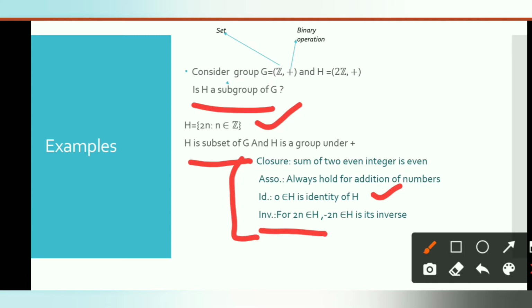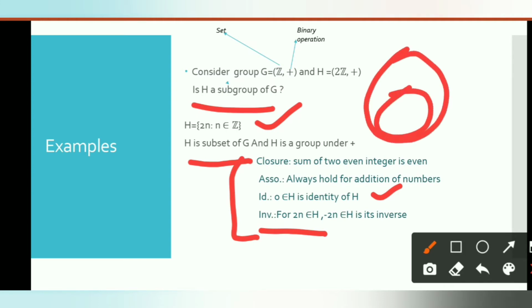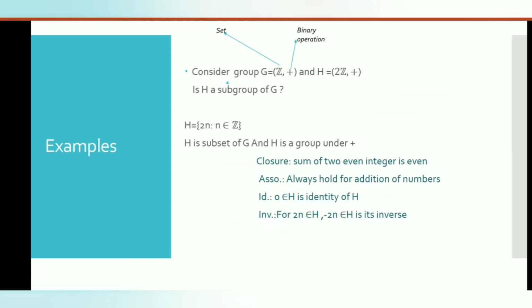Identity element 0: 0 is an even integer and it belongs to H, so it is the identity element. Inverse, because if we have taken all the even integers in H, then the negatives of those even integers will serve as the inverse elements. So H is a group itself, and it is a smaller part of G, because in G we have all integers and in H we have only even integers. So obviously H is a subset of G, and because of these four properties it is a subgroup, therefore H is a subgroup of G.